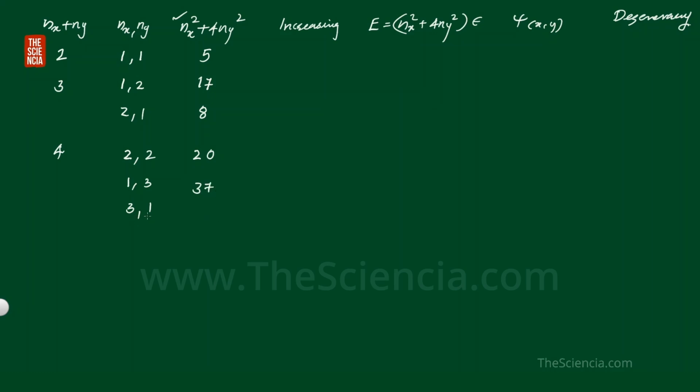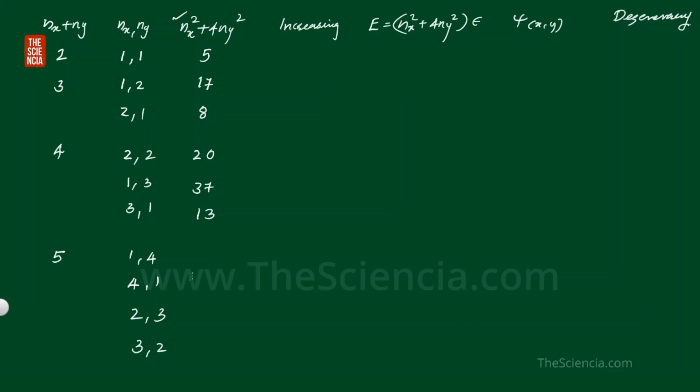Next one, 1 and 3, so 1 squared is 1, 3 squared is 9, plus 4, that is 13. Similarly, we can find the other combinations also. For 5, how can we make 5? One is nx is 1, ny is 4. The other combination is nx is 4, ny is 1. And the other combinations are 2 3 and 3 2. Are there any other possible combinations?